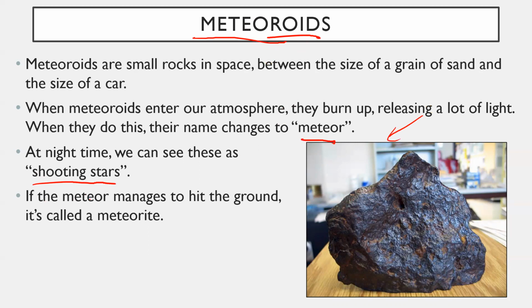And if the meteor manages to hit the ground, like this one clearly did, it's called a meteorite. So it gets this little "ite" ending when it actually manages to hit the ground. So you will need to know all three of those terms. Meteoroid is buzzing around in space. Meteor is as it's flying through our atmosphere about to crash down. If it actually hits the ground and doesn't just burn up and become nothing, it's called a meteorite. So that rock that's left over is a meteorite.